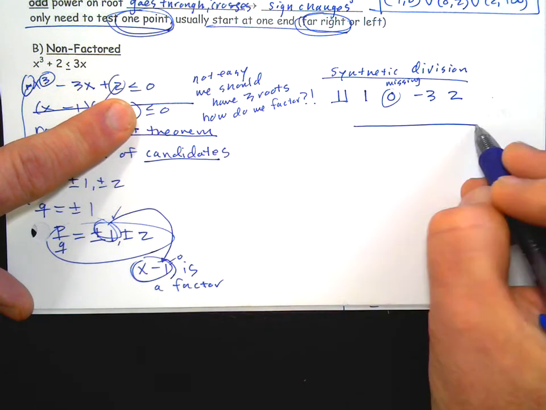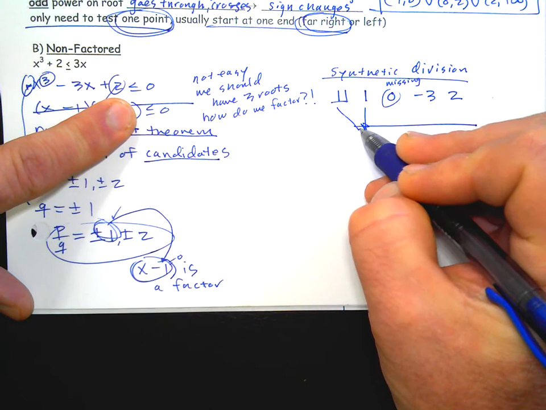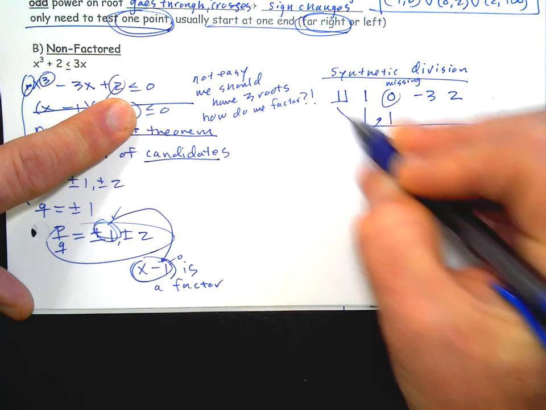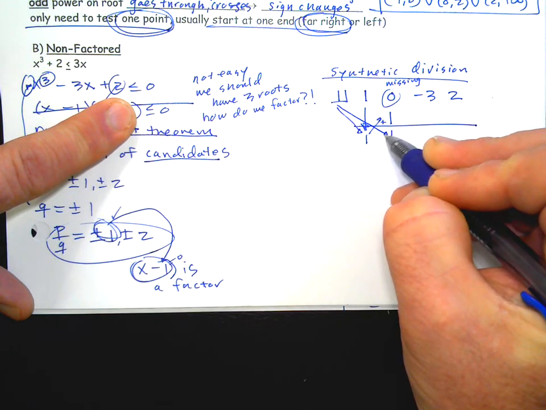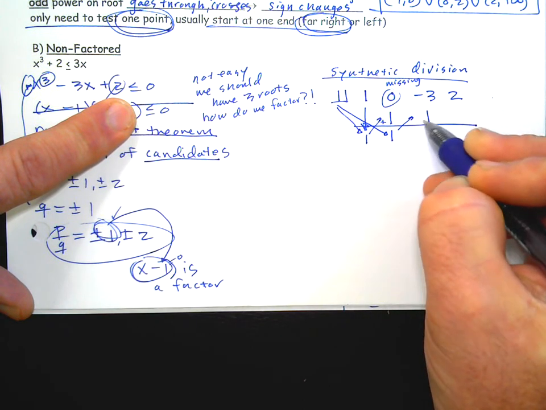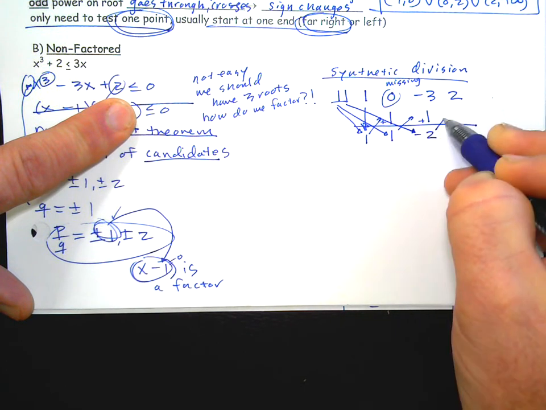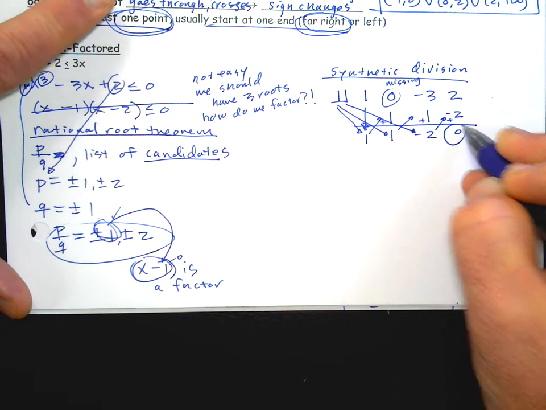Then what we do is we drop the first term down, and then we multiply it by this number here, and we put that number here. 1 times 1 is 1, and then we add these, and then we repeat. 1 times 1 is 1, and then we add these, and you get negative 2, and then you repeat. 1 times negative 2 is negative 2, and then you add these, and you get 0. Now, at the end, you need to get a 0, okay?